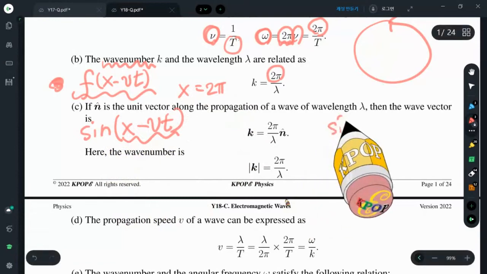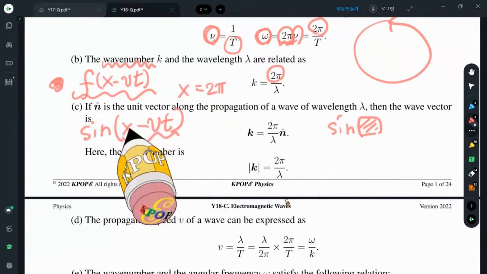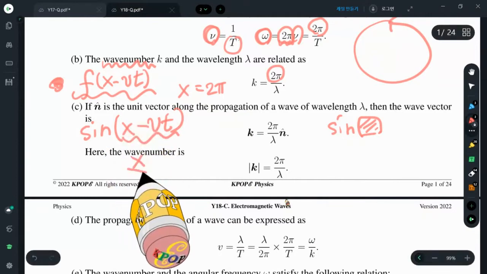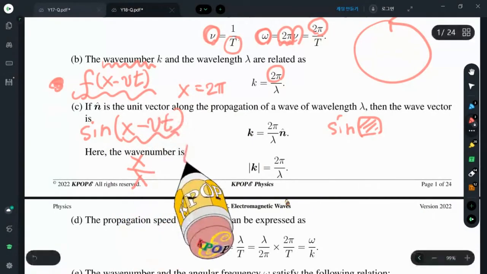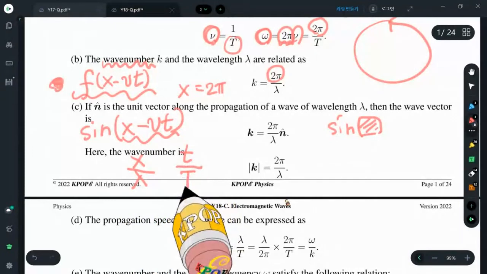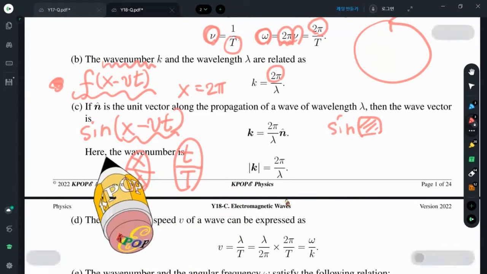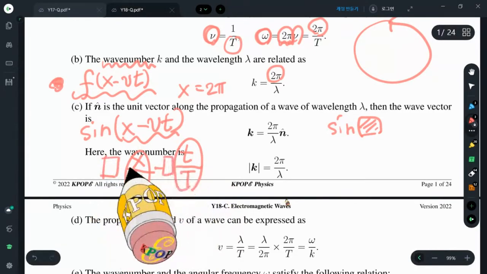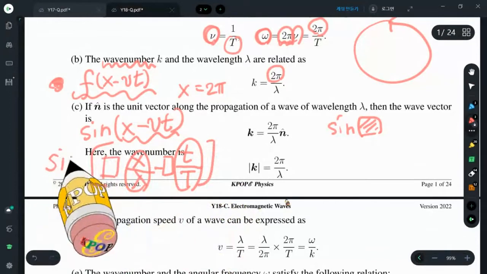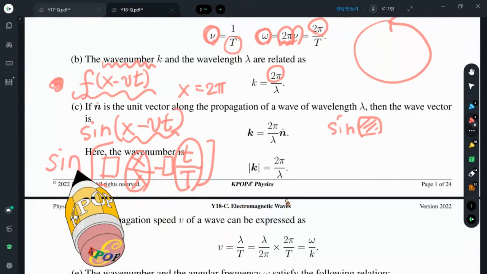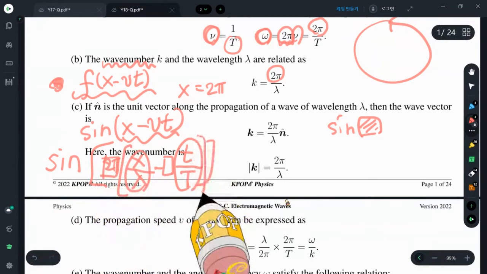Why? Sine of something must be dimensionless. So the best way is x must be scaled with its own wavelength, and time must be scaled with its own period. It becomes dimensionless. So what is the best combination of the two dimensionless numbers that can be substituted as an argument of a sinusoidal function? Okay, 2 pi is the best one.